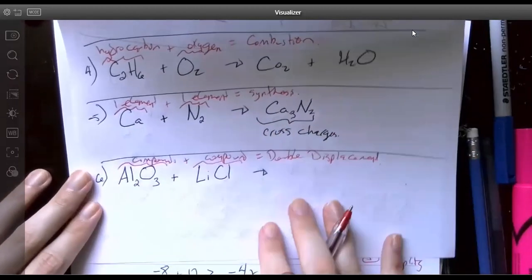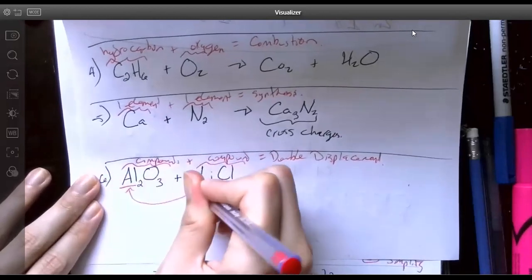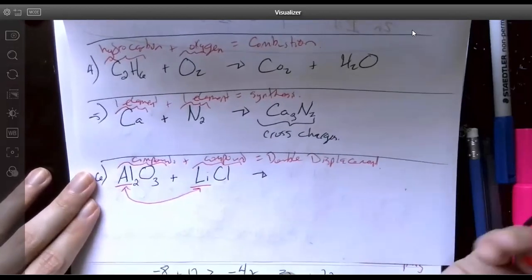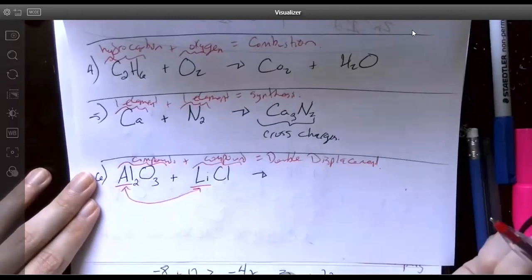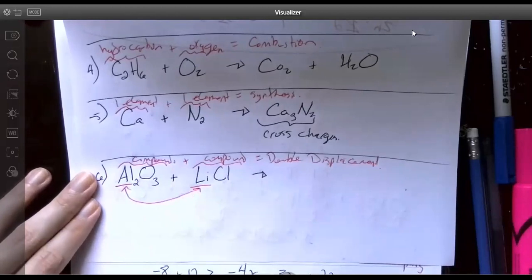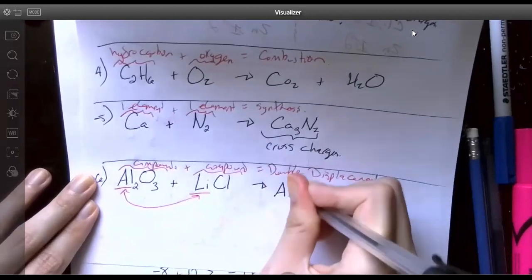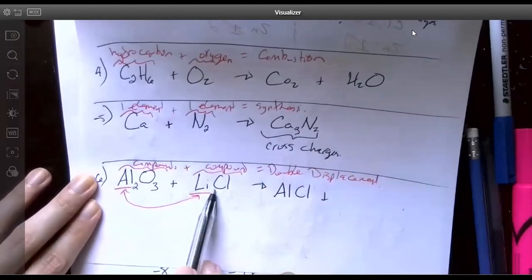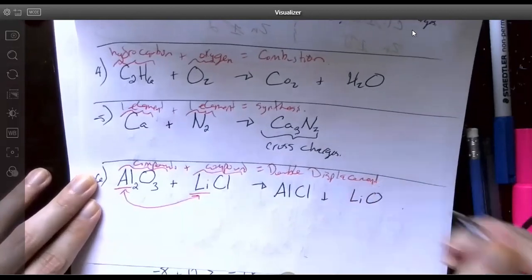The easiest way to do a double displacement is to just take your 2 metals and swap them places. You could also take your 2 nonmetals, but when you get into polyatomic ions, that becomes slightly more complicated. So I would recommend with double displacements, just always taking your metals and switching them. When you do that, the aluminum ends up with the chlorine, so I end up with AlCl, and the lithium ends up with the oxygen, so LiO.